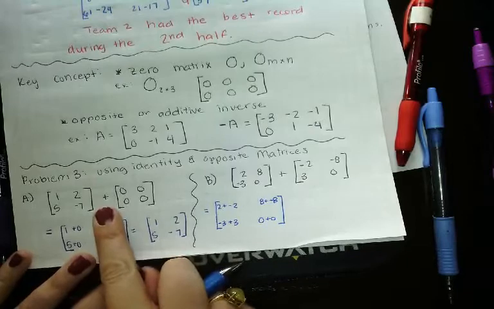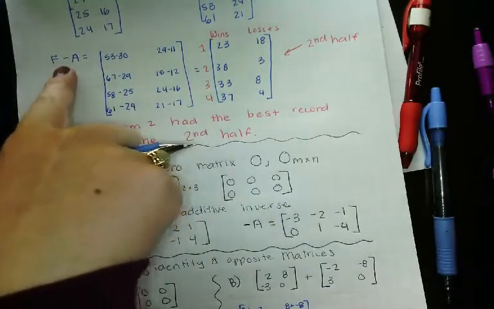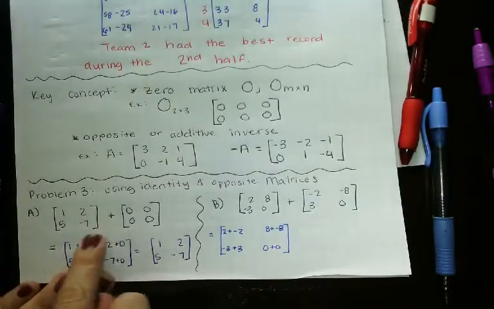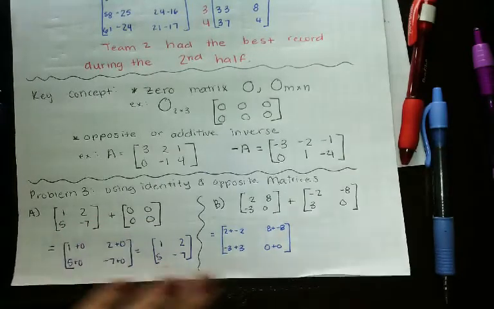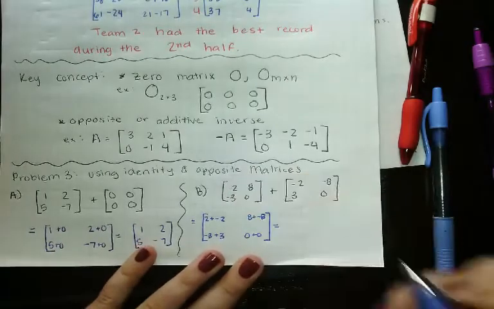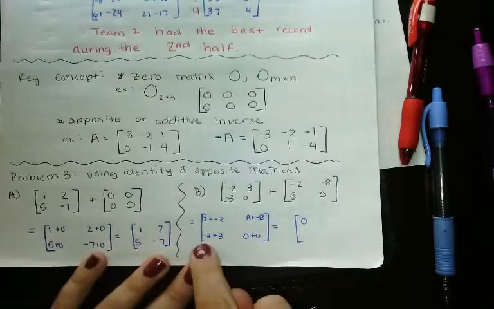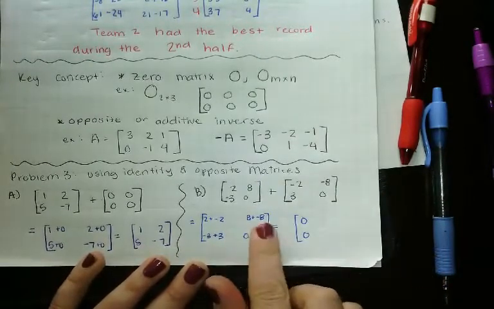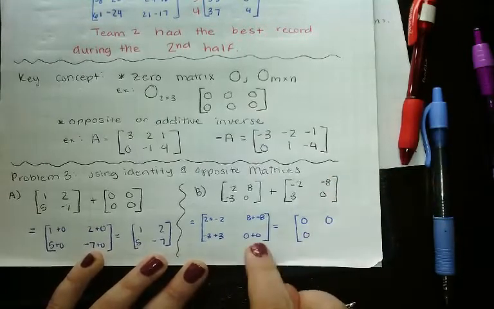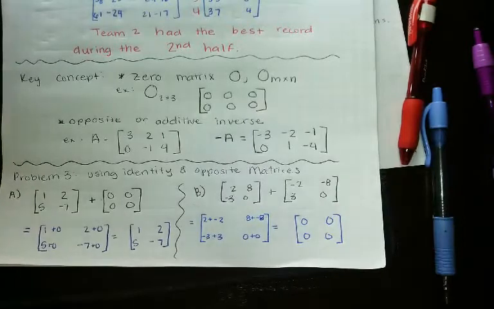If it doesn't tell you, like what it told you up here, this matrix minus this matrix, then it will show you by putting the matrices and putting the addition or subtraction symbol in between them. Then we just have to add those together. So 2 plus negative 2 is 0. Negative 3 plus 3 is 0. 8 plus negative 8 is 0. 0 plus 0 is 0. And that's our answer.